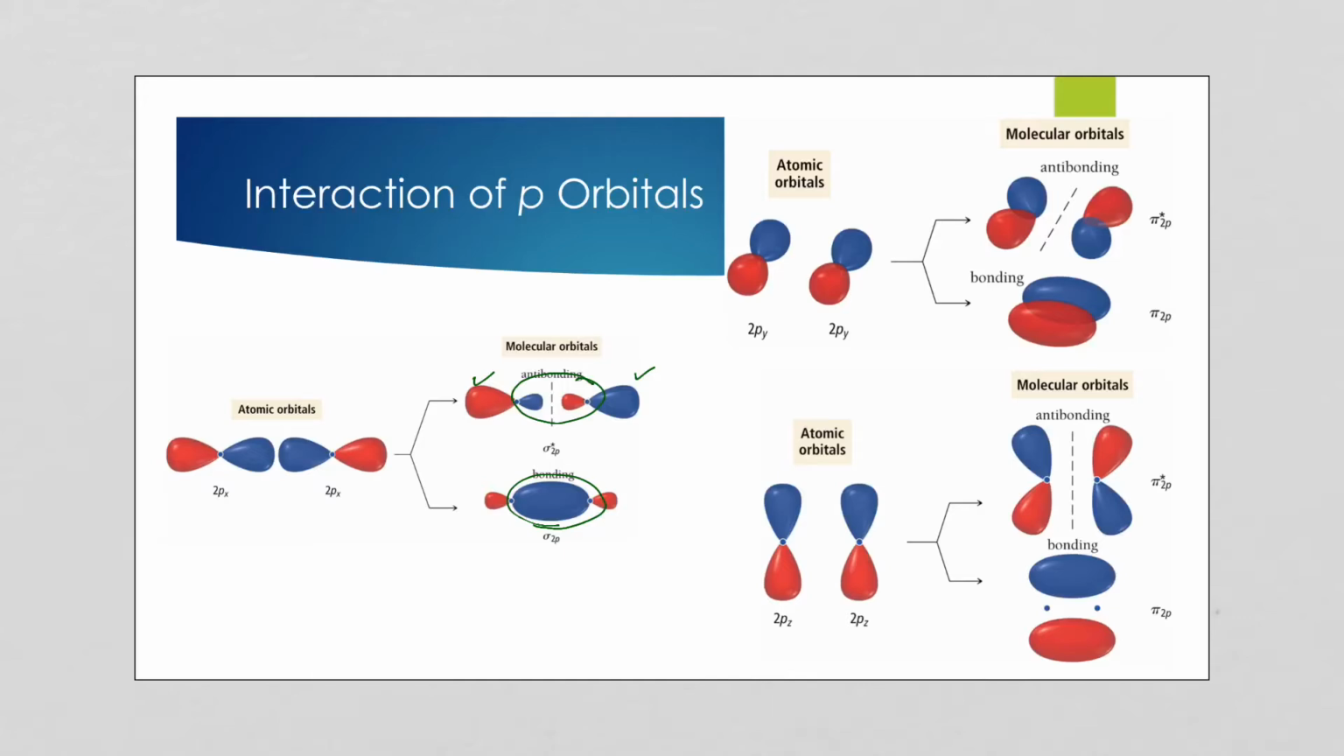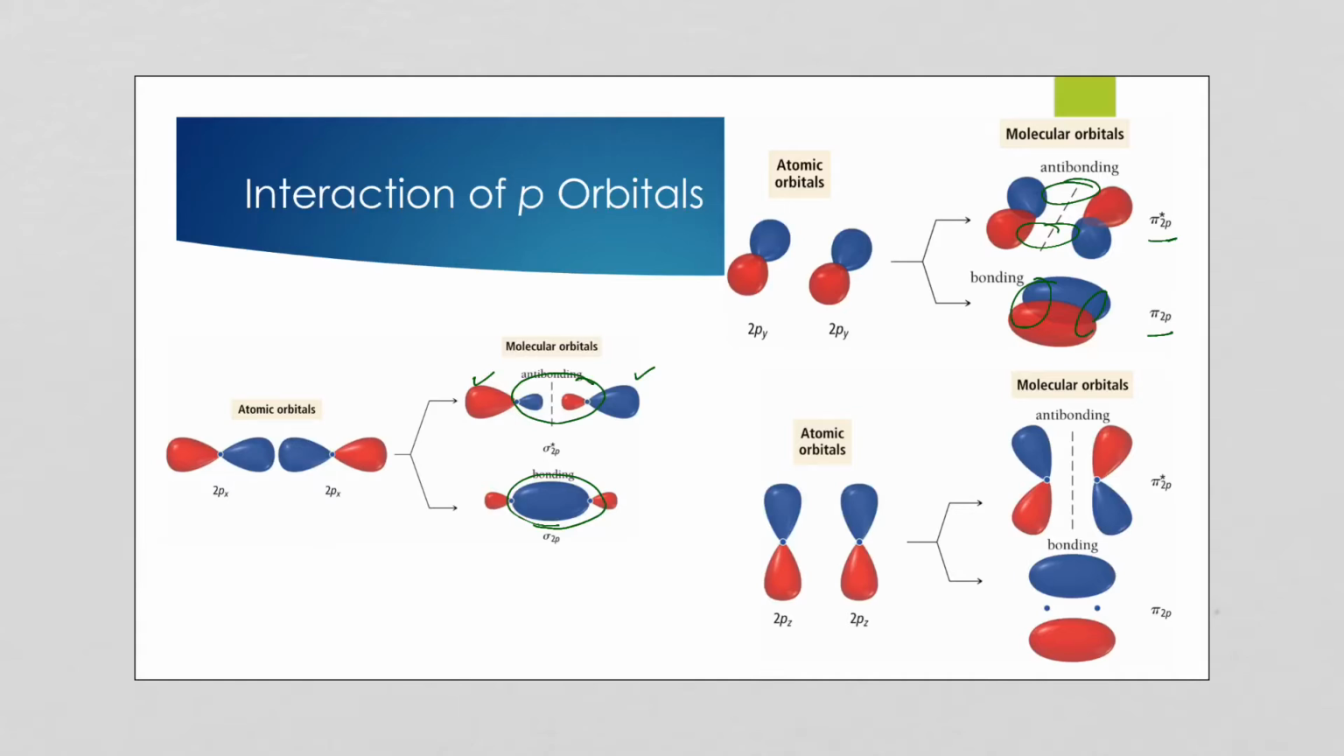And each of these combinations will generate a pi 2p and a pi star 2p with generally the same kinds of characteristics, right? The bonding is lower in energy and emphasizes overlap, right? It shows overlap between the lobes. Whereas the anti-bonding orbitals show a lack of electron density where the overlap should be, right?